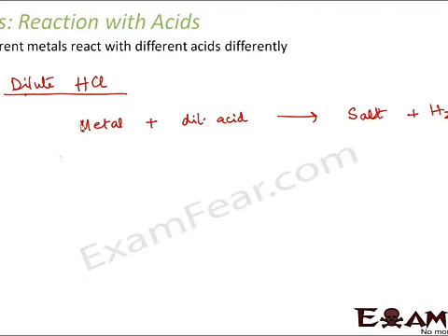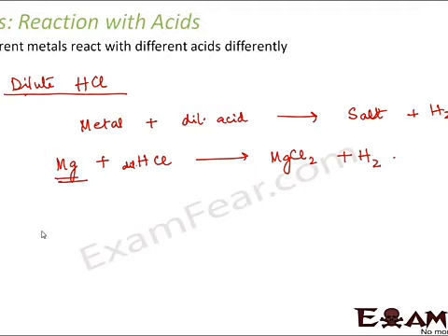For example, let me give you an example for some metal, the same reaction. Let us take the example of magnesium. When magnesium reacts with dilute hydrochloric acid, it forms a salt, that is magnesium chloride, and hydrogen gas is released. Now this reaction might not hold true for all the metals. That's because magnesium has the highest reactivity with dilute hydrochloric acid. If you arrange the metals in terms of reactivity, then magnesium has the highest reactivity, then comes aluminium, then zinc, then iron, and then copper.